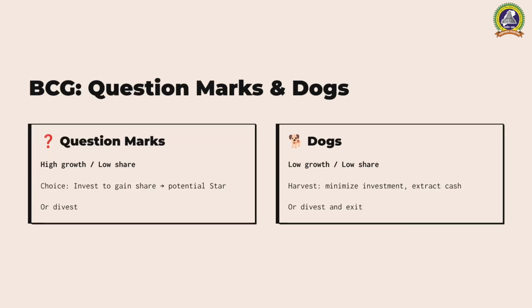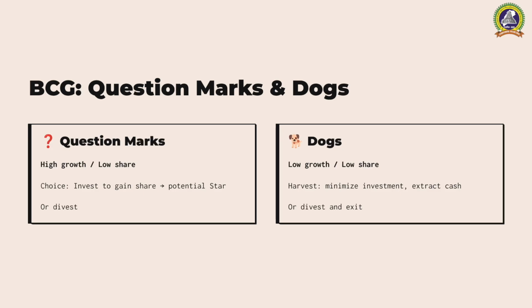Now let's look at the right side of the matrix, which represents low market share. In the top right, we have question mark. These units have low market share but are in a high growth rate market. This is the most difficult quadrant. The low market share puts a question mark on the profit potential of the business unit. The firm is faced with a critical strategic choice.